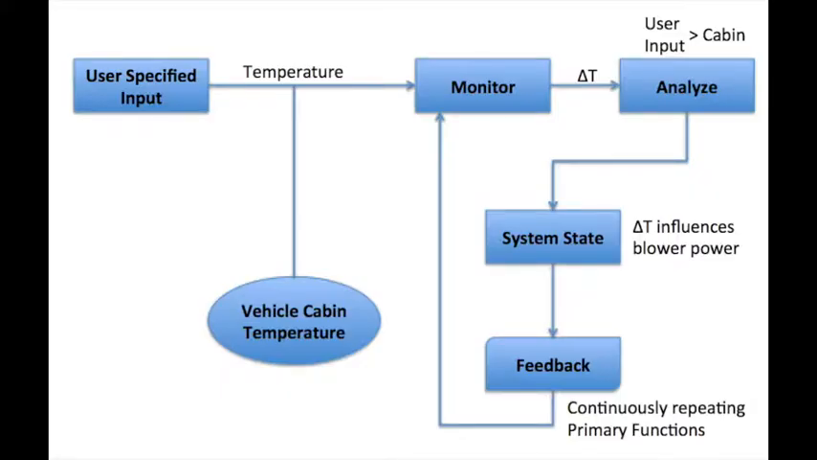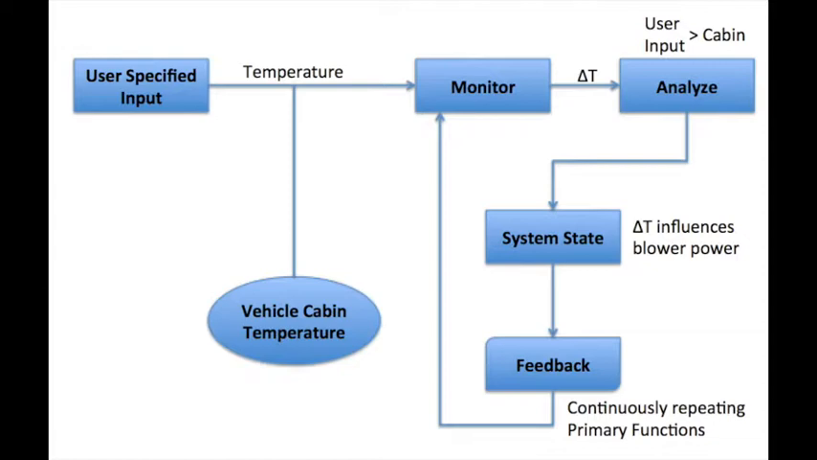Here is a benchmark AC system. First, let's define what goes into the system. The user gets into the vehicle where the cabin temperature is undesirable, it's too high. So the user specifies what they want the internal temperature to be. Meanwhile, the monitoring function takes the vehicle cabin temperature and the user specified input, and feeds it into the analysis function, where it calculates what the system state should be doing.